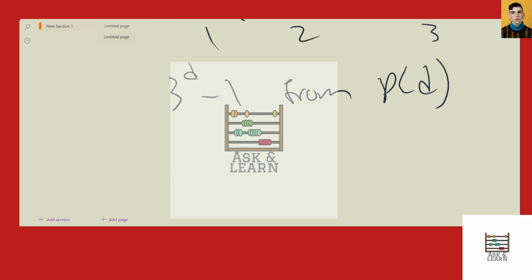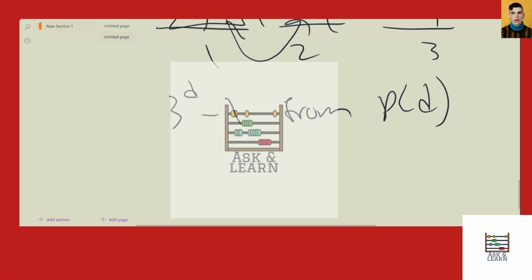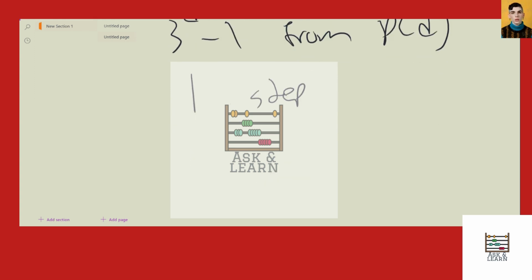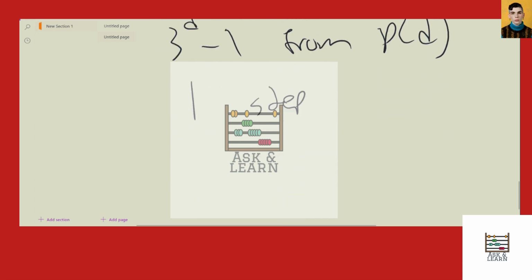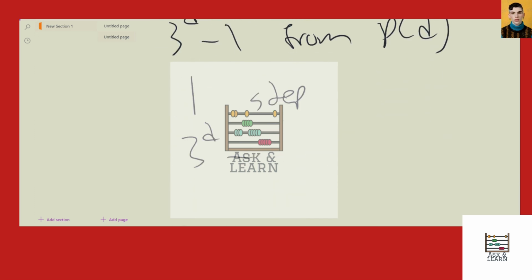And now the next thing you do, you want to move the largest disk to the second peg. And that's just one step there. And then after that, you want to move your D disks back to peg 1 to make room for the largest disk to go there. So that requires 3 to the D minus 1 steps, and that's from our inductive hypothesis P of D.